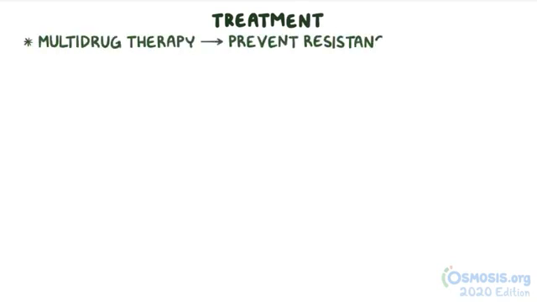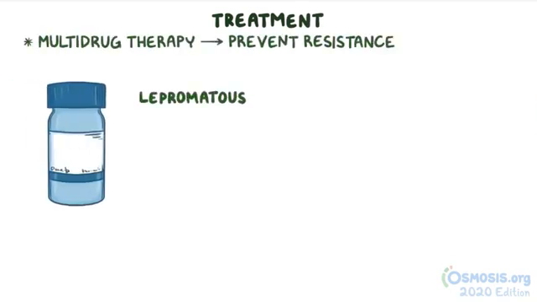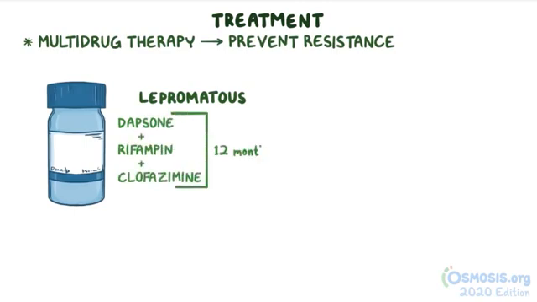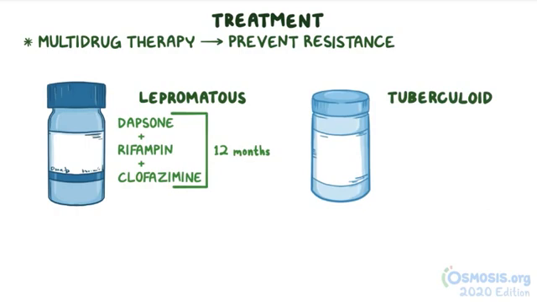Treatment for leprosy is done with multi-drug therapy to prevent resistance. So the lepromatous form is treated with dapsone, rifampin, and clofazimine for 12 months, while the tuberculoid form is treated with dapsone and rifampin for 6 months.